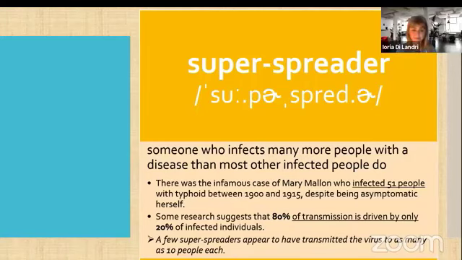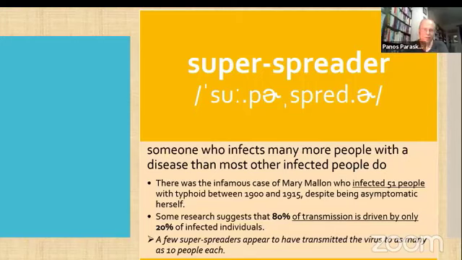And another interesting finding was that some research suggests that 80% of transmission is driven only by 20% of infected individuals. It's quite a shocking number if you think about it. And for example, a few super spreaders appear to have transmitted the virus to as many as 10 people each. Okay.